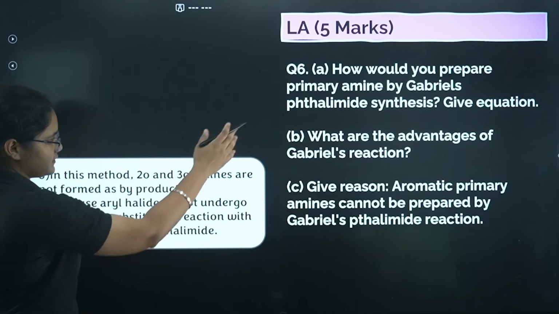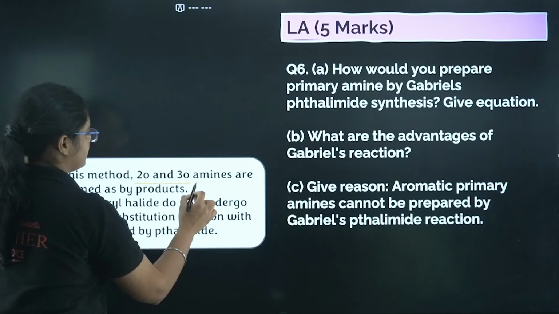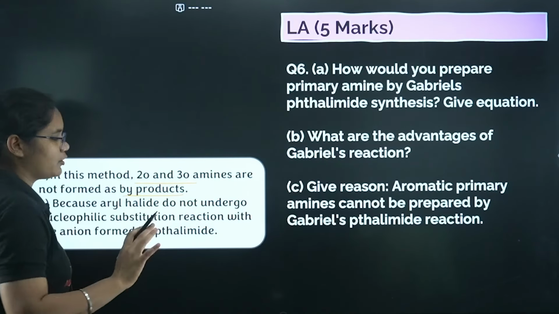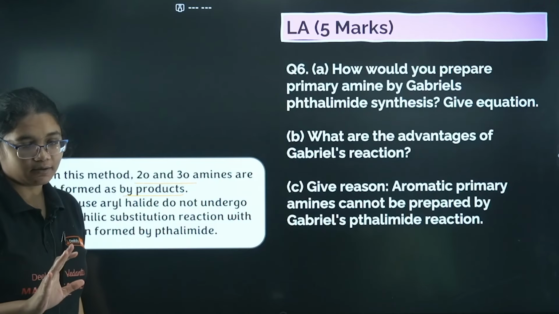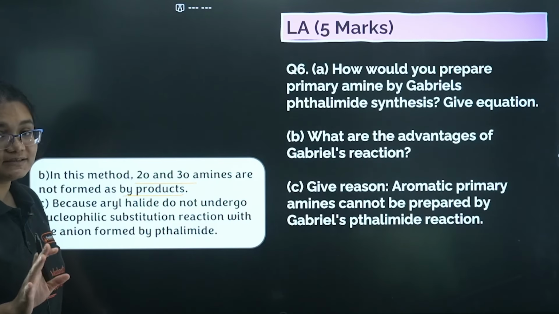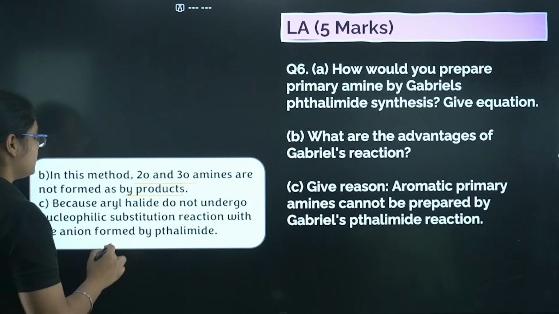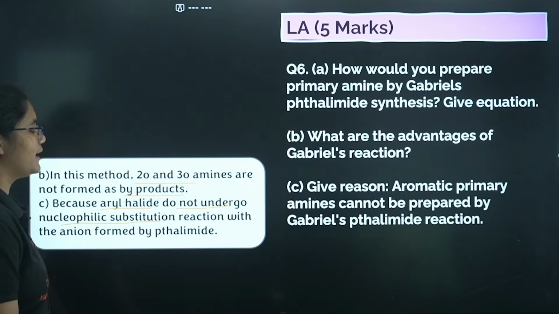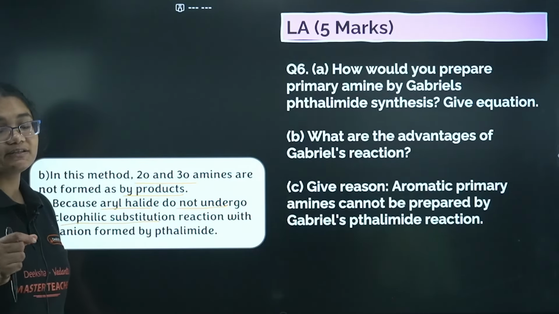So in this method, the Gabriel phthalimide reaction, secondary and tertiary amines are not formed as byproducts. You will directly get your primary amine. Next one, why aromatic amines are not produced by this method? Because aryl halides do not undergo nucleophilic substitution reaction. Okay, because there is no nucleophilic substitution reaction.